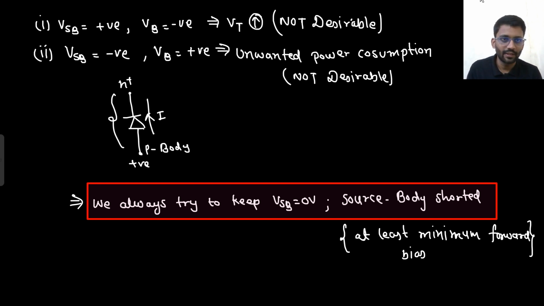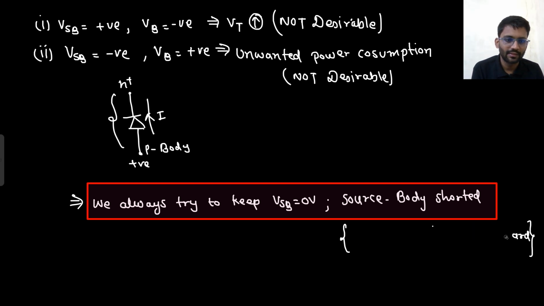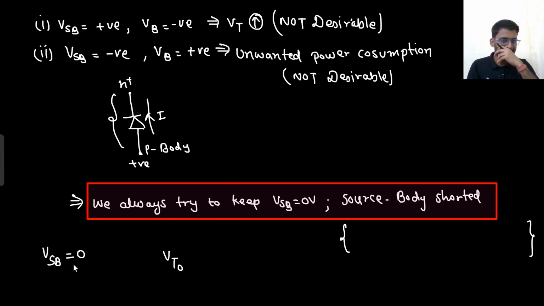Well and good. One correction I would like to make here is that I shouldn't write at least minimum forward bias. My target would be to get the optimum threshold voltage. If I can't keep VSB equals to 0, then I will try to keep that in reverse bias.